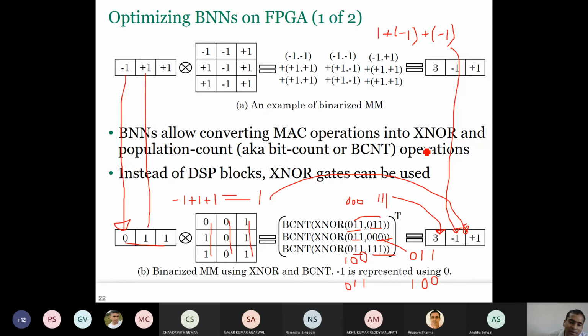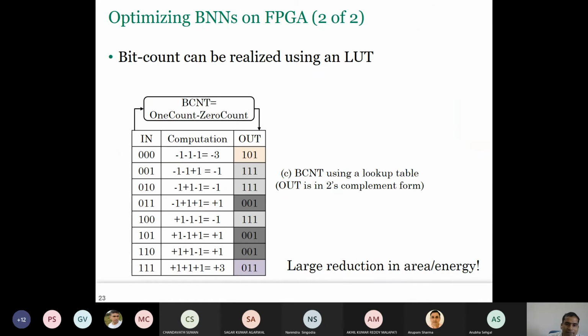XNOR is anyway a binarized logic gate, which just takes 2 inputs, right? So that's why instead of DSP, you can just use XNOR. So instead of DSP blocks, if you can use XNOR gates, it is very, very advantageous. That is the whole advantage. So that means, especially on FPGA, it is much more useful to execute a binarized neural network.